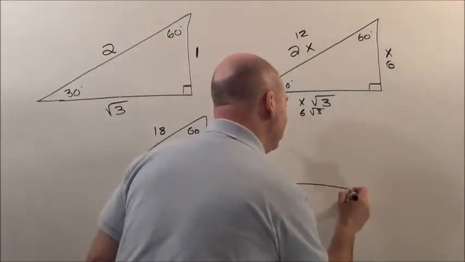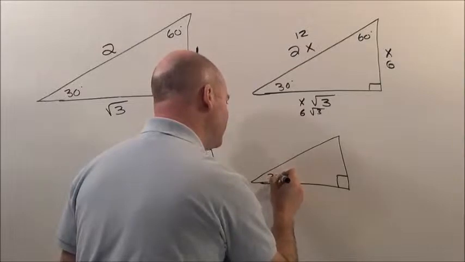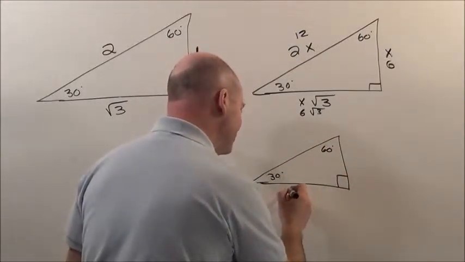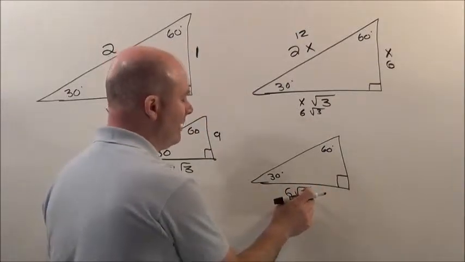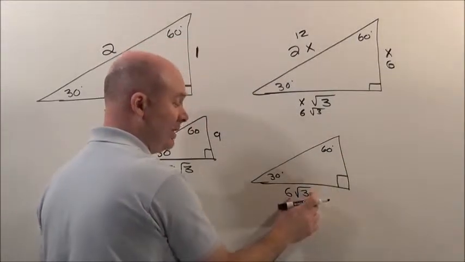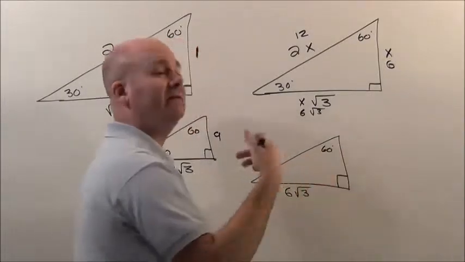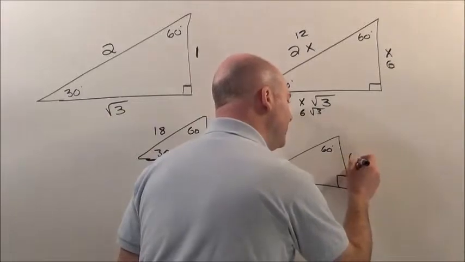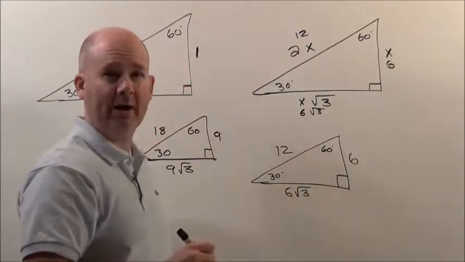If they happen to give me this here, which is the long side of the 30-60-90, let's say they say it's 6 root 3. Well, I know I multiplied by root 3 to get from the short side to here. So to get from here back, we would divide by root 3. 6 root 3 divided by root 3 is 6. And if that's 6, then the hypotenuse is 12.